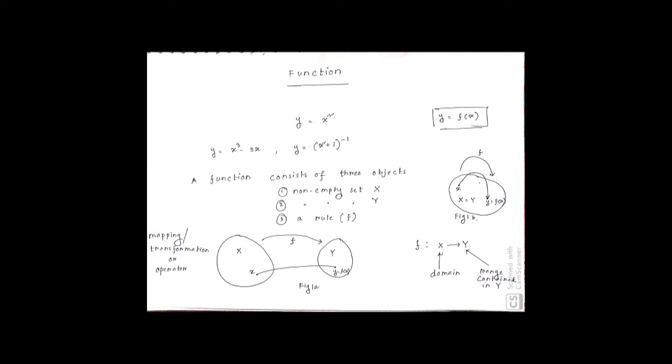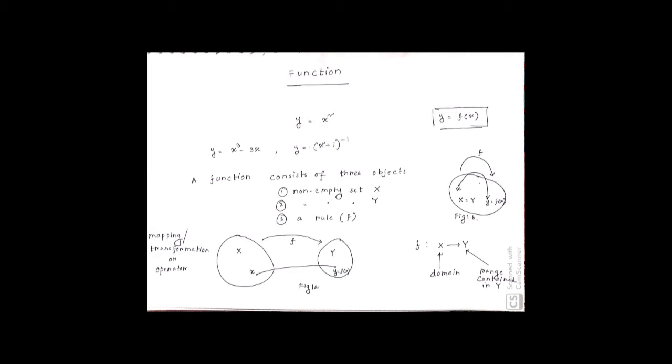The set capital X is called the domain of the function, and the set of all f of x, that means for all x in X, we collect f of x, is called the range of the function f. A function whose range consists of just one element is called a constant function.